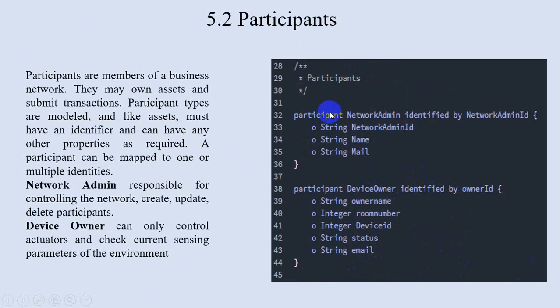And participants, as I already mentioned, there are two participants, and there will be more participants based on that: network admin and device owner. The network admin is responsible for controlling the network, creating, updating, and deleting participants, and the device owner can only control actuators and check current sensing parameters from the environment. And the device owner includes owner name, room number, device ID, device status, and email.